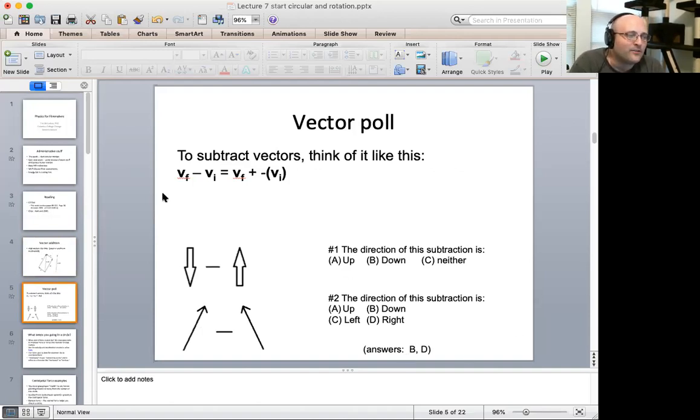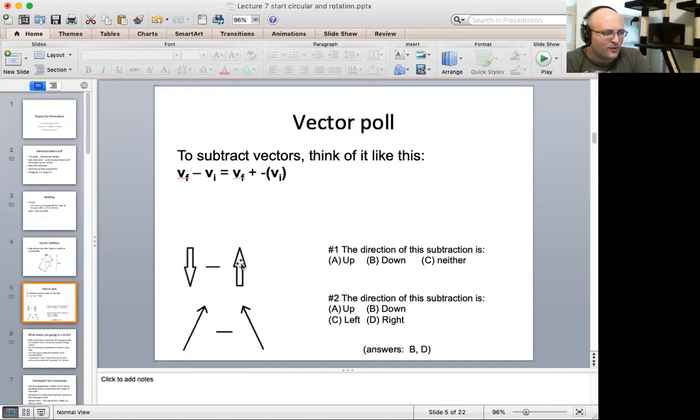To subtract vectors, you can think of it like this. You take your final vector minus the initial, right? That's the same as final plus the opposite of the initial. So subtraction is just like adding the opposite, kind of like real subtraction is.